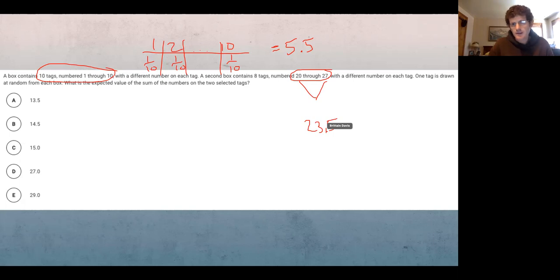So everything else, I'm still going to average out 23.5. All right, so if that's not making sense, jump in. But bottom line, at this point, the expected value is going to be the sum of these two, which is going to be 23.5 and 5.5 added together, which is 29. So that's what we would expect to get on average if we combine one tag from each box.